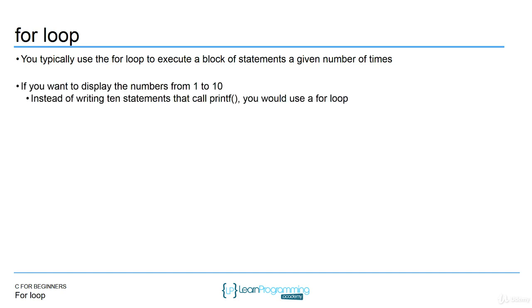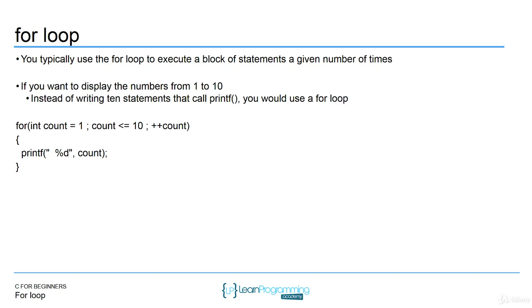If you want to display the numbers from 1 to 10, for example, you would use the for loop. You would not want to write 10 lines of code with the same printf statement in there displaying a different number. That's very inefficient. It's very time consuming. You would use a for loop to repeat code. What you would do is something like this.